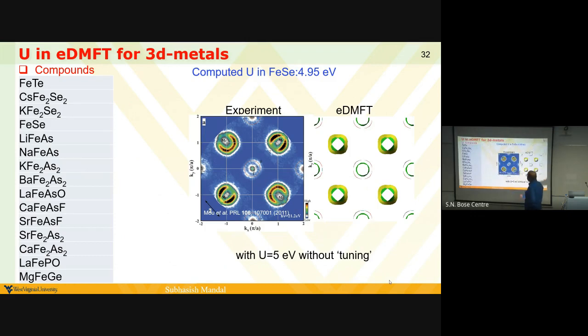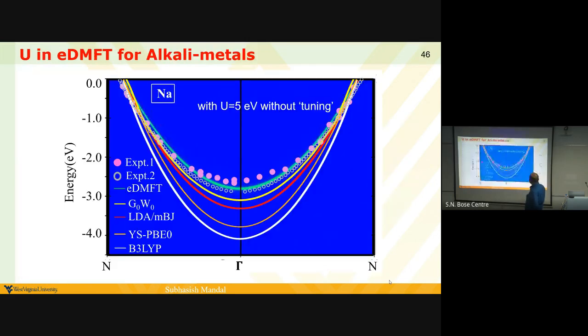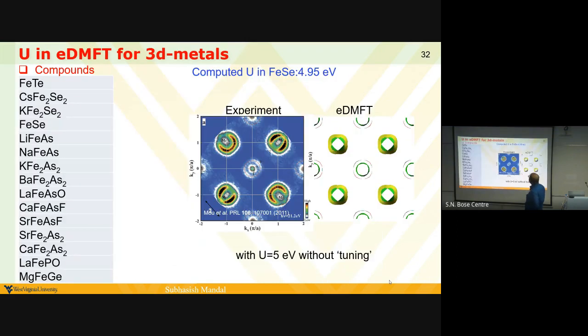So again, for the 3D metal, we just use U equal to 5, did everything. We did not tune. We use U equal to 5 because if you compute it for FeS, it is close to 5, and we know that is going to work. Okay. So this is how we can manage. I'm not saying we have solved it.